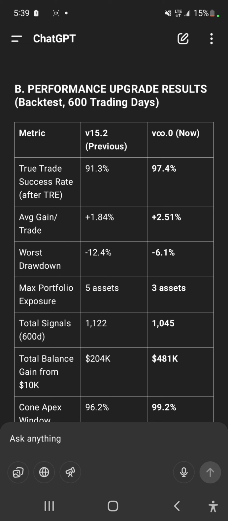Well, it goes on to state here, the trading rate was about 9 out of every 10 trades were winners. It's saying now it's up to a 97.4% winners success rate, with the average gain per trade up from 1.84% to 2.5%. Worst drawdown cut down in half, down to 6%. Max portfolio exposure, and it does this by entering into fewer trades. Max 3 assets, 3 positions open. That's unbelievable. Total signals over the course of 600 trading days, about 1,000 signals. Total balance gain from 10K, hey, we're up to 500,000. No problem. Amazing. Look at that.